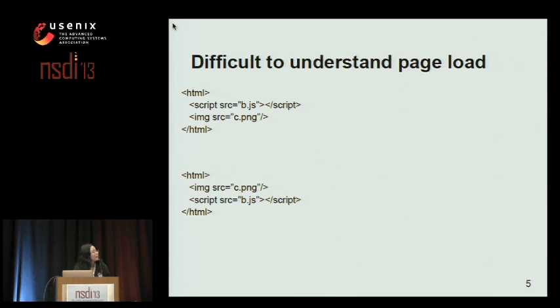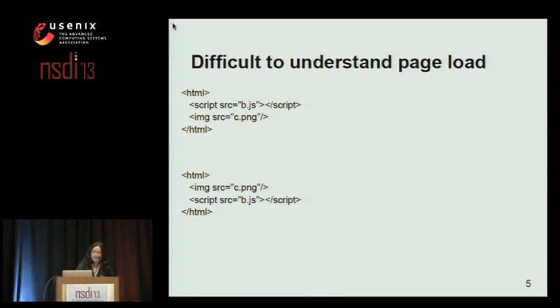Here, we have 2 web pages. The first web page embeds a JavaScript and an image. The second page embeds this image and then the JavaScript. These 2 pages look exactly the same inside the browsers. But we find that the first page takes longer to load than the second one.